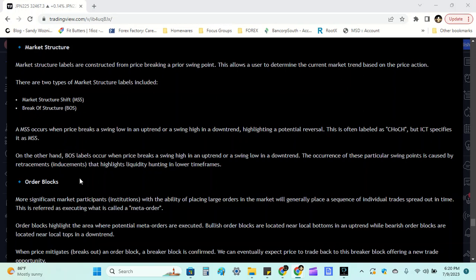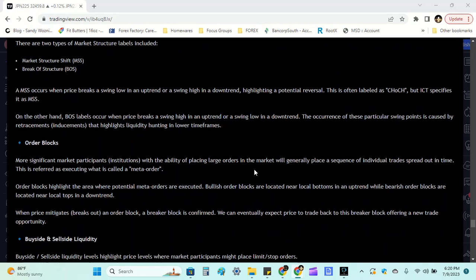On the other hand, BOS labels occur when price breaks a swing high in an uptrend or swing low in a downtrend. The occurrence of these particular swing points is caused by retracements, inducements that highlight liquidity hunting in lower time frames. So to me, my explanation is simpler than the one they just tried to give. Because I'm not sure I would understand that language if I were newer or less apt to technical language. But you'll see, when you put it on your charts, where those MSS indications and BOS indicators are for you to understand how they work.